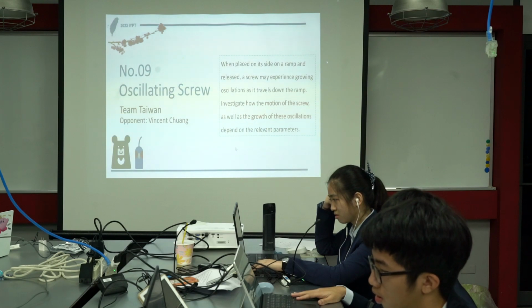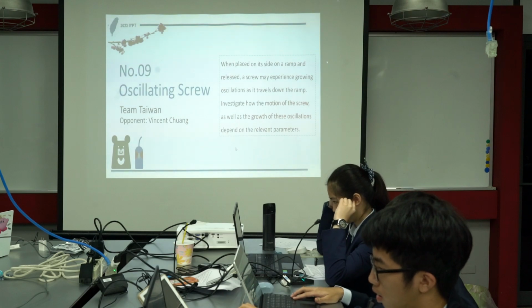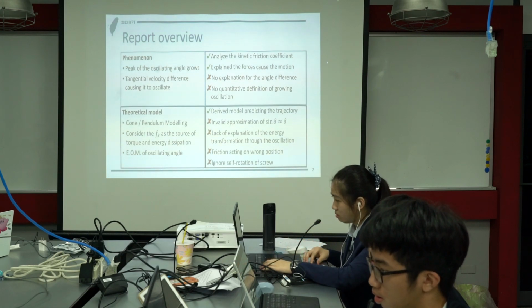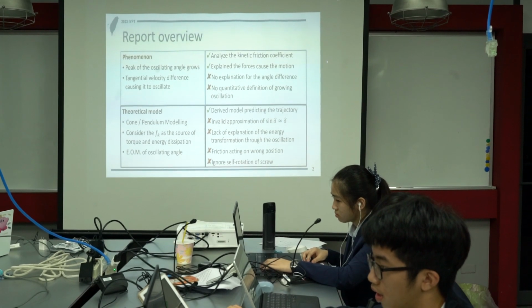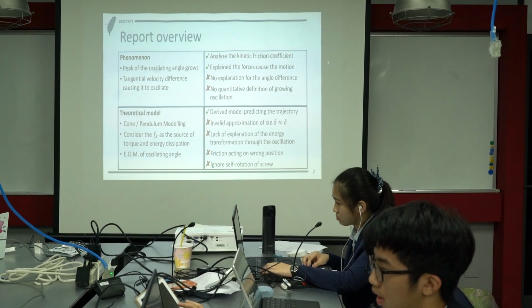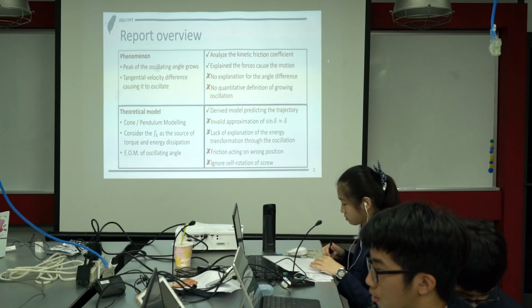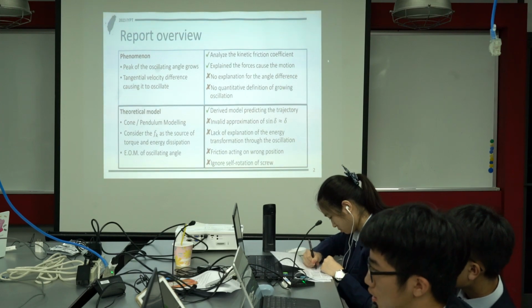And I believe the reporter analyzed the oscillating angle. However, they didn't analyze well the motion of the screw. So the phenomenon is that a screw will have a growing oscillation, and the peak of the oscillating angle will grow, and the screw will slide down because of the tangential velocity difference. So they analyzed the kinetic friction coefficient. However, they didn't have a good analysis of the quantitative definition of growing oscillation.